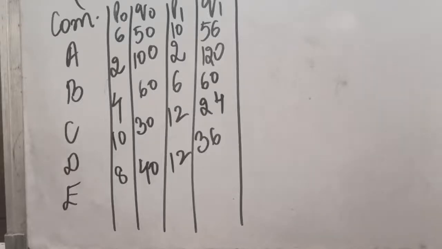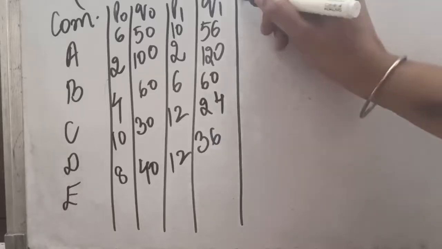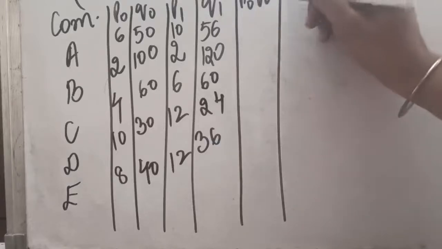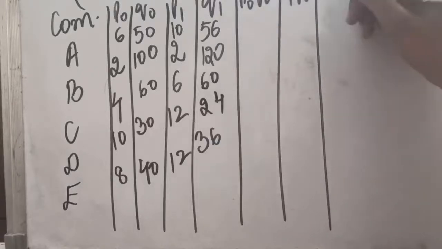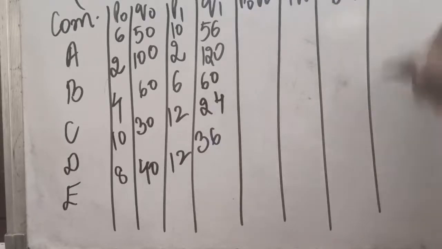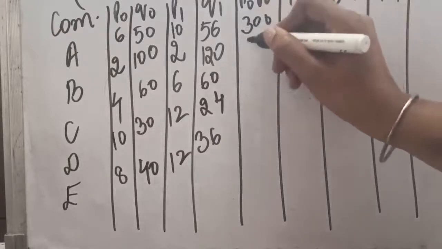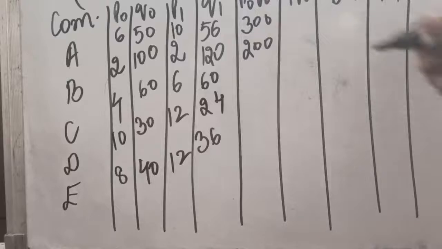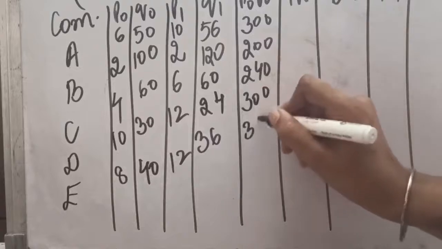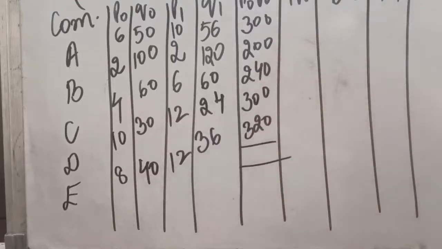Suppose this is an example in which you have been asked to check whether Fisher's index satisfies the factor reversal test or not. So let us calculate all the four values that we generally calculate in our questions. These are the four values. First, P0 Q0: 300, 200, 240, 300 and 320, and when we add, this comes out to be 1360.